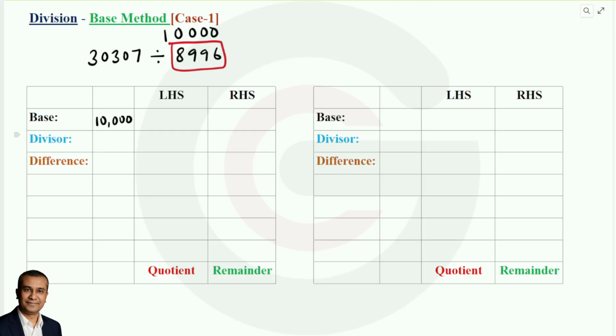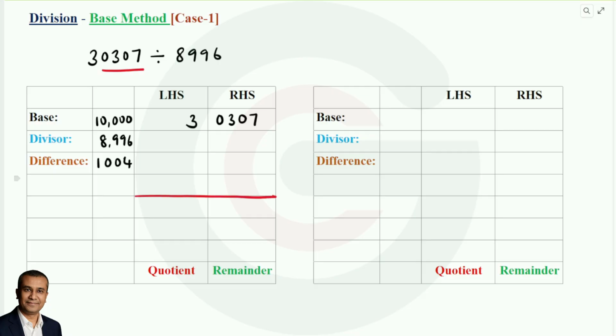Now I'll write the divisor here, that is 8,996. So 10,000 minus 8,996, we will get 1004. That is the difference. Now the dividend is having 5 digits, 30307, and the base is having 4 zeros. So for these 4 digits, we have to write on the right hand side, 0307, and the remaining digit we have to write on the left hand side.